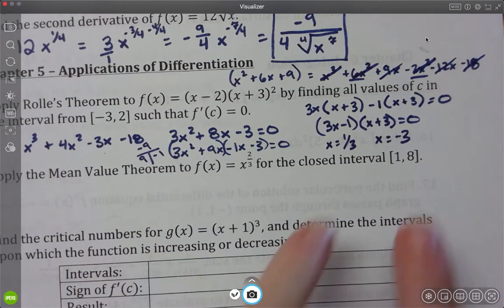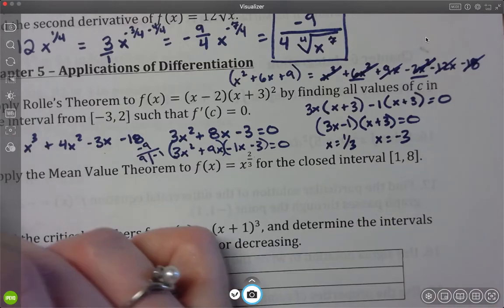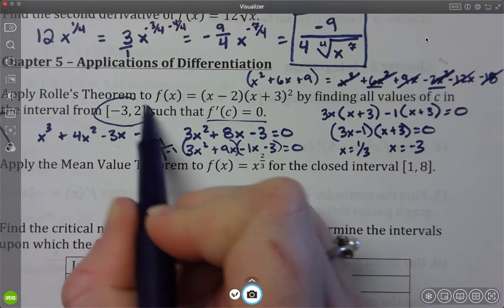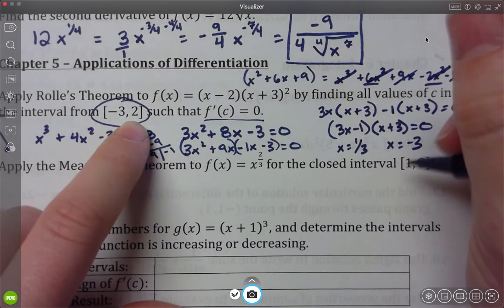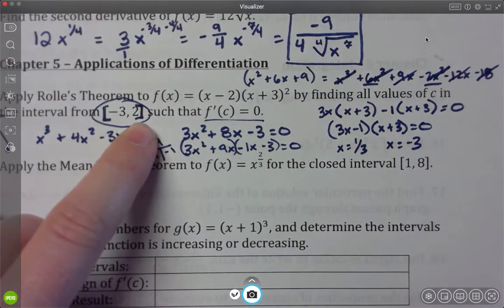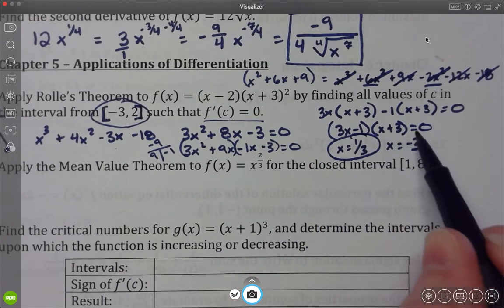Okay, so those are my 2 values of x where it's going to have a horizontal tangent line, or where its derivative is going to be 0, but I'm only concerned with values that are between negative 3 and 2. And it's inclusive, so it's including negative 3 and including 2. So both of those are actually going to fit in that interval, so I'm going to circle both of them.